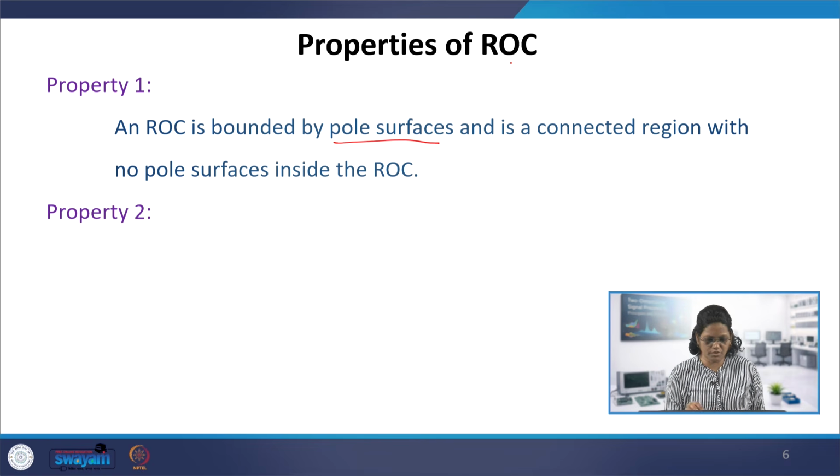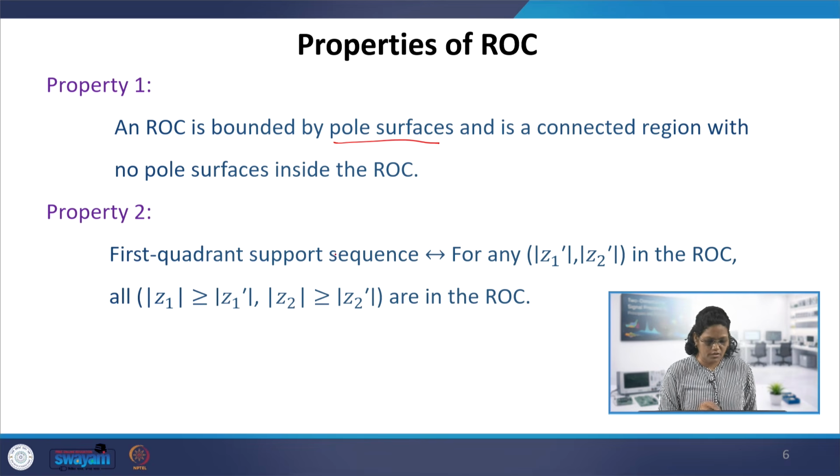The second property of the ROC, the region of convergence, is that if it is a first quadrant support sequence, in the sense that n1 and n2 are positive, and whose Z transform is X of z1 comma z2, then for any z1 dash and z2 dash in the ROC, we can take z1 equal to a and z2 equal to b, as we had taken in the examples of the ROC. So all z1 greater than or equal to a and z2 greater than or equal to b are in the ROC. These are inside the ROC for a first quadrant sequence.